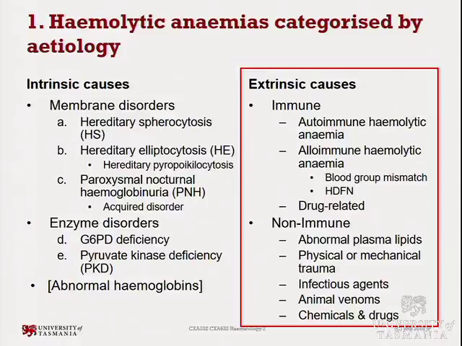And this is a list that we've been using, going through, looking at the hemolytic anemias, and so today we're going to focus on the list highlighted in red. We'll start with the immune hemolytic anemias and then we'll go to the non-immune in the second half of the lecture today.